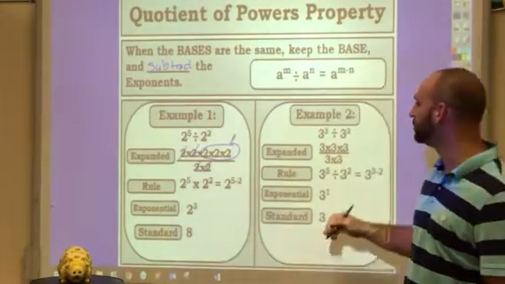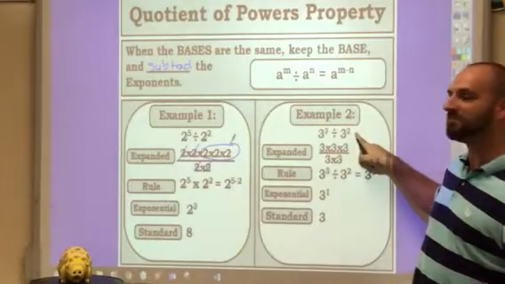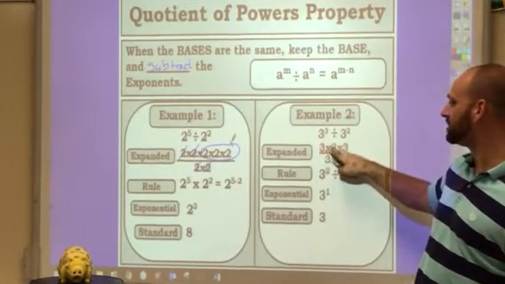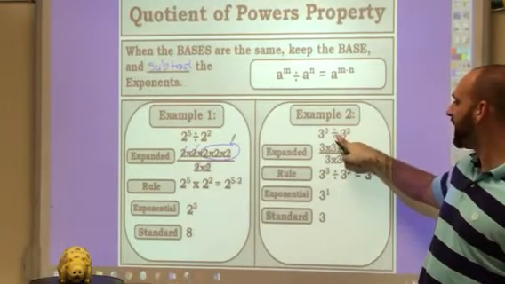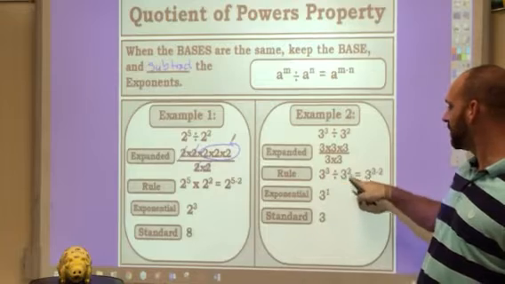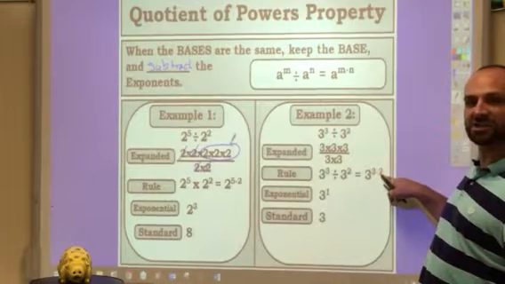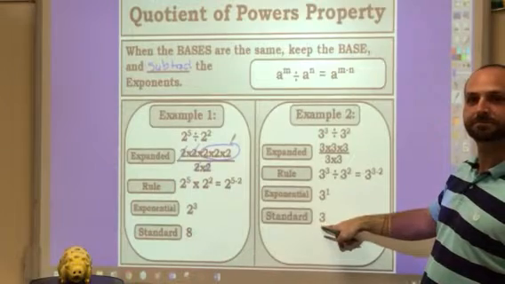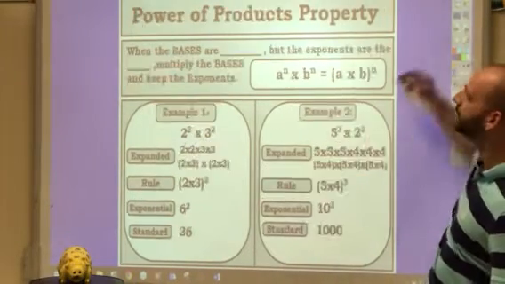Our second example, 3 to the 3rd divided by 3 squared. Again, we expand out our first term, 3 times 3 times 3, divided by our second term, 3 times 3. We keep our base and subtract our exponents. 3 to the 1st is 3. On to our third rule.